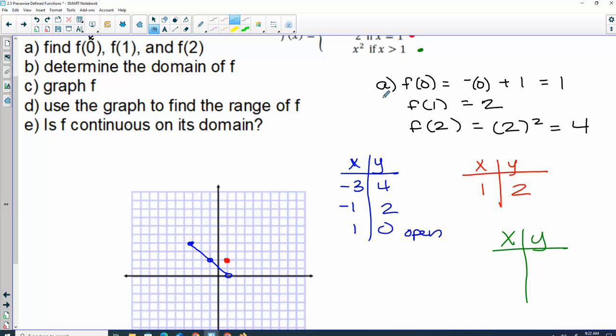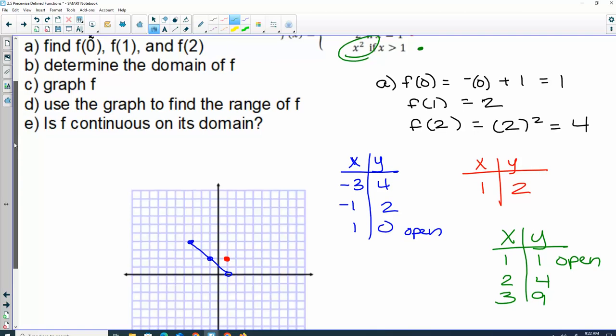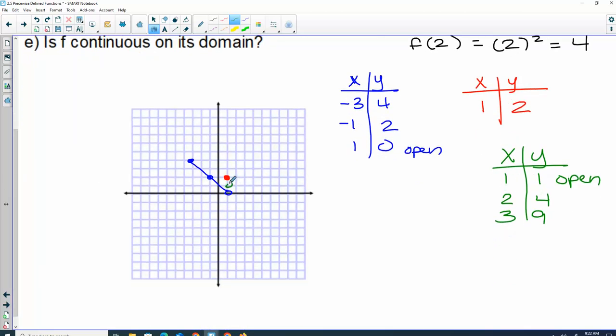The last piece is for x greater than 1. So we have to plug in 1, but it wasn't equal to, so that's open. Then we need things larger than 1, so maybe a 2 and a 3. And my function is x squared. So 1 squared is 1, 2 squared is 4, 3 squared is 9. So I'm getting part of a parabola here. So 1, 1 is open. 2, 4, 3, 9. And that one keeps going, because it was for everything greater than 1. There was only one endpoint, so the other direction keeps extending.